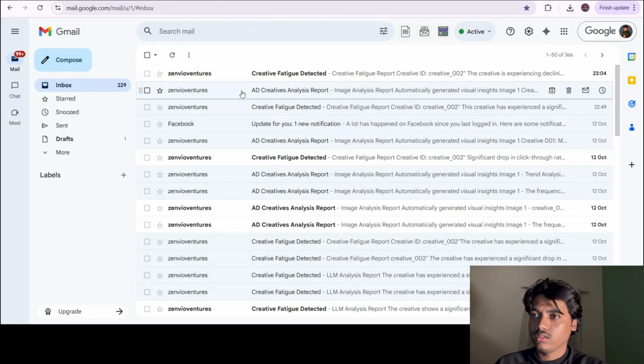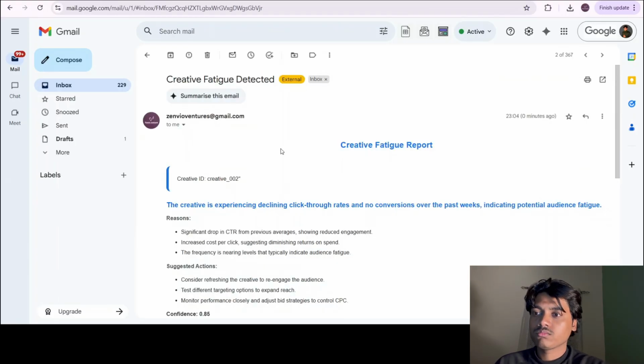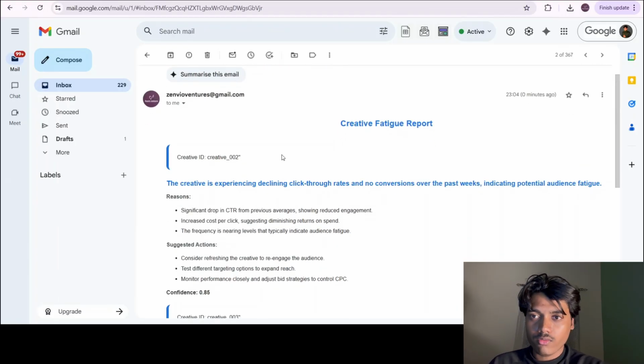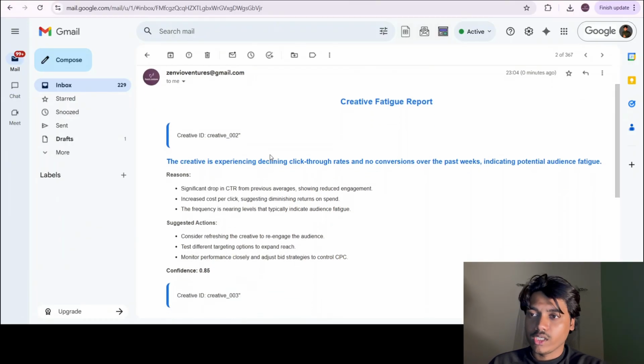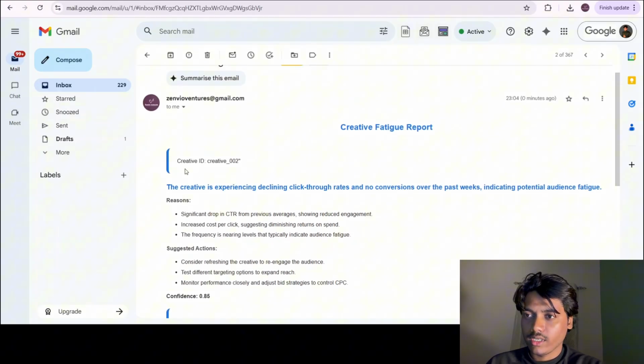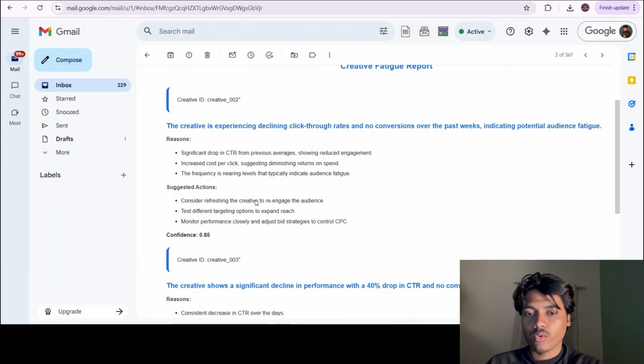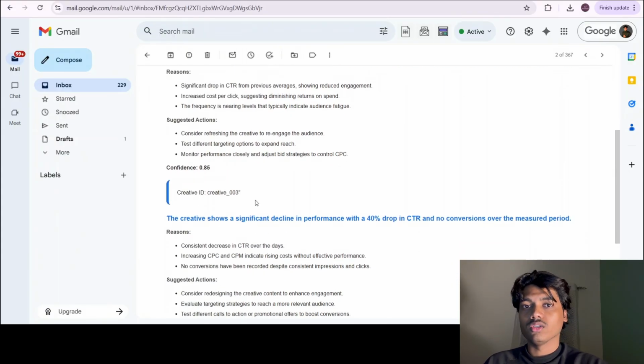So let's check the mail. Now I have refreshed the mail. We have received two mails, one with the creative fatigue detected. Let's check that email first. We have data that two creatives are near fatigue. This is the report for creative ID creative_002, which is experiencing declining click-through rate and no conversions over the past few weeks, indicating potential audience loss.